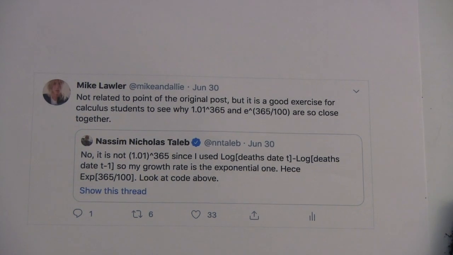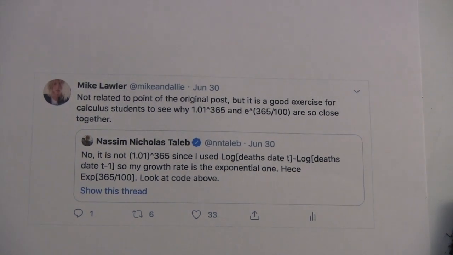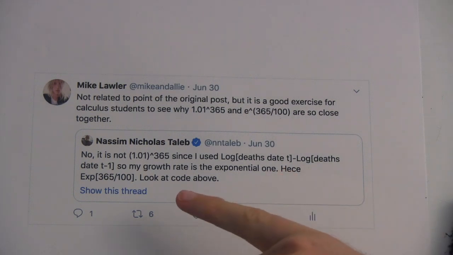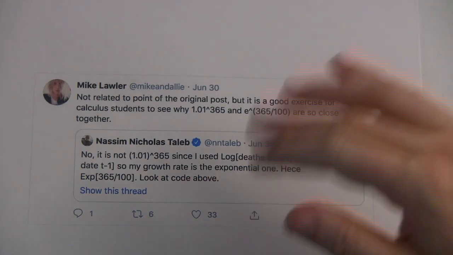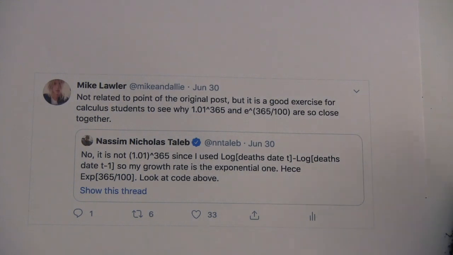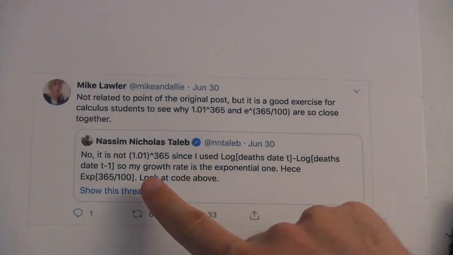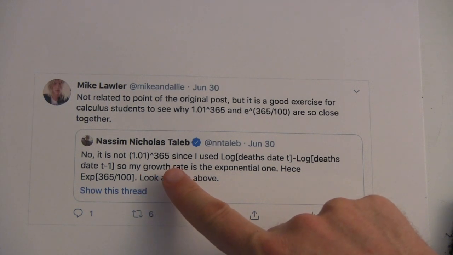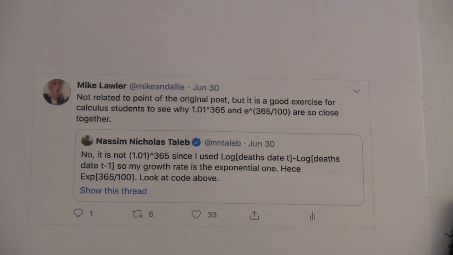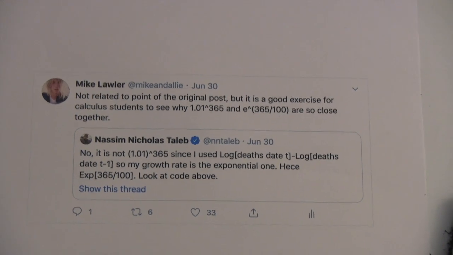Okay, so here's the next thing we encountered this week, this is what I gave you to review, a little bit about learning about e. So our friend Nassim Taleb was talking about something else. This wasn't his main point, but what came up in the discussion was the difference between 1.01 to the 365 and e to the 365 over 100. So let me not forget to zoom out here.